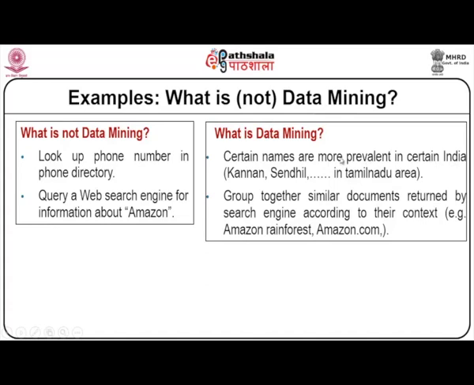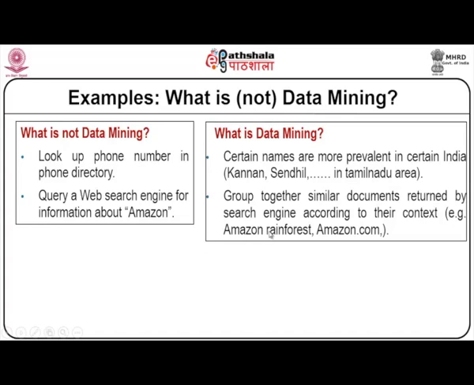Say in India, particularly in the South, Kannan, Sendil and other names are more common, and a search engine can group together similar documents according to their context. Say, for example, Amazon rainforest and Amazon.com. Amazon rainforest is more similar to other forest documents when compared to Amazon.com. So you should not retrieve Amazon rainforest when I am searching for Amazon.com. This is most likely a product website, and that is more of a forest.